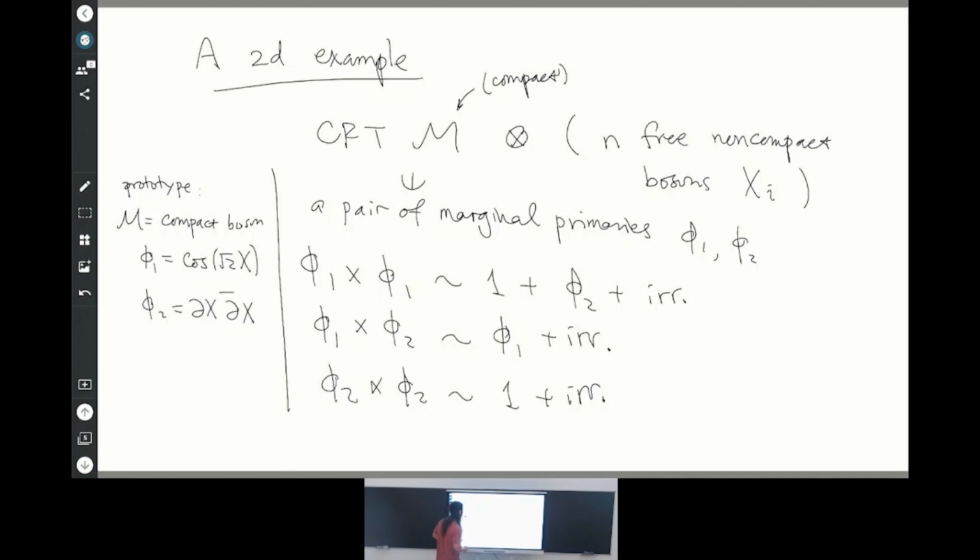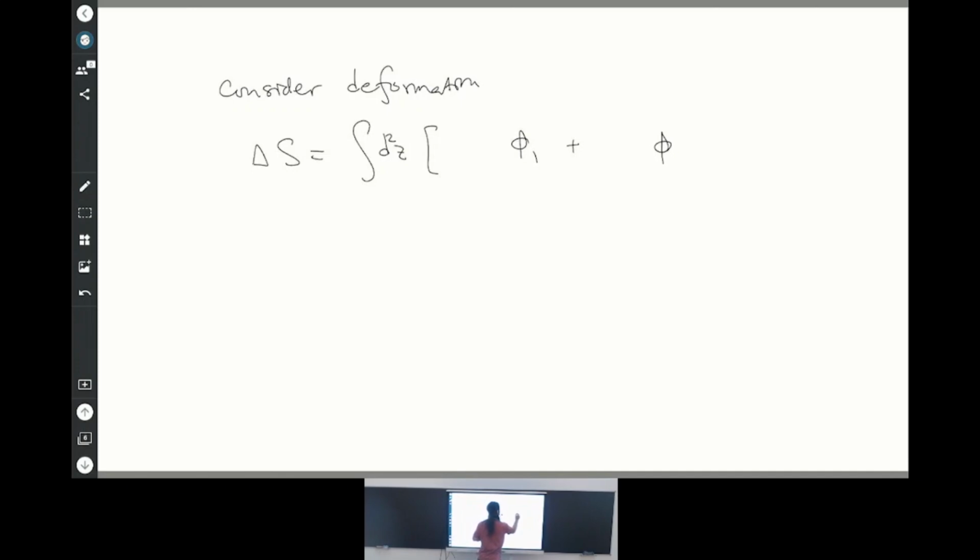Anyway, so specifically, we're going to consider the following deformation. Delta S, the variation of the action, is an integral over our space, and I'll write the measure as d squared z, of some combination of phi 1 and phi 2. Now, this phi 1 and phi 2 are marginal, but if you turn on both of them, they're not exactly marginal because of the non-trivial 3-point structure constant of phi 1, phi 1, phi 2, as I assumed earlier.